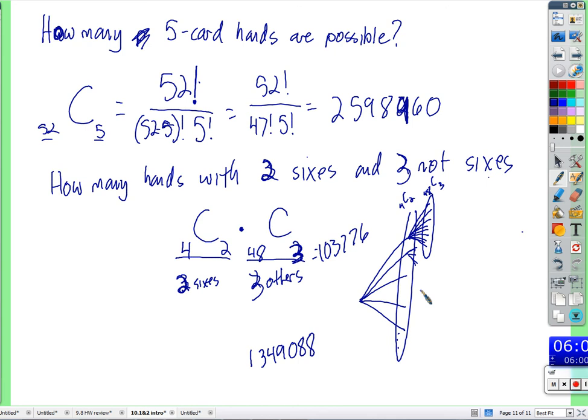So that is permutations and combinations. If you want to use permutations, that would be an instance where order is important, where there are positions to be filled: first, second, third, fourth, fifth place, and so on. Combinations would be where order is not important. There are no positions to fill.